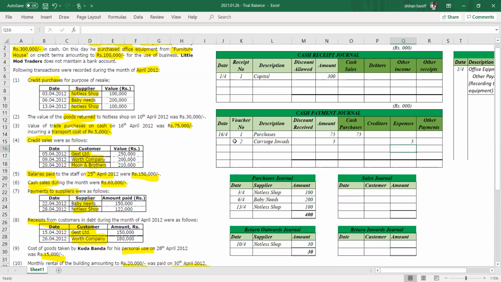Then we have credit purchases, credit sales, sales journal. 5th of April, guest limited, 250,000. 9th of April, birth company, 200,000. 20th April, Moon and Brothers, 210,000. So total will be 660. Total is 660.